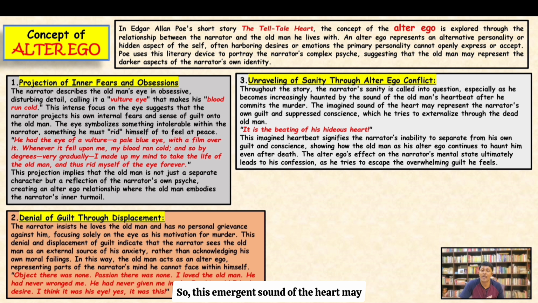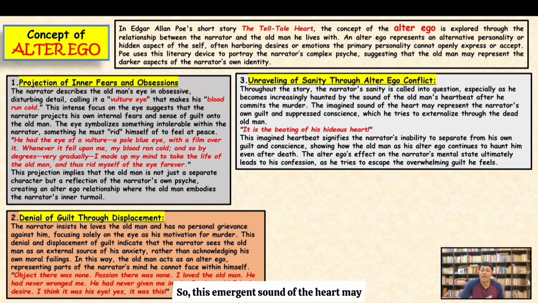Not only that, the beating heart as a projection of madness, and we have already understood this point. So this symbol of heart also is the projection of madness. Moreover, looking at the next point of the symbolic heart, the heart as a literal and metaphorical death symbol. In a more literal sense, the heart is associated with the act of murder itself. The narrator kills the old man by suffocating him and then dismembers his body, attempting to eliminate any trace of his crime. However, the heart, an organ that sustains life, ironically becomes a source of torment after the murder.